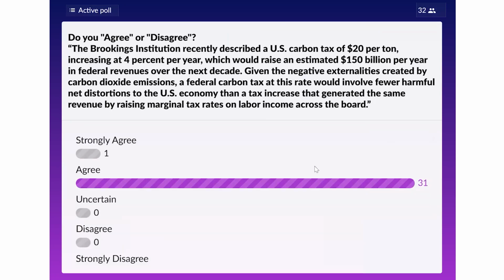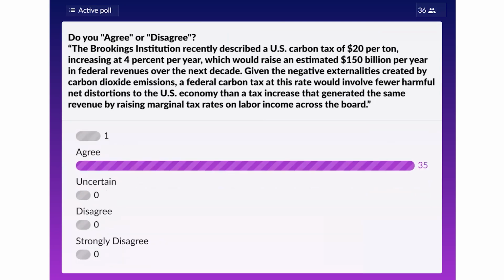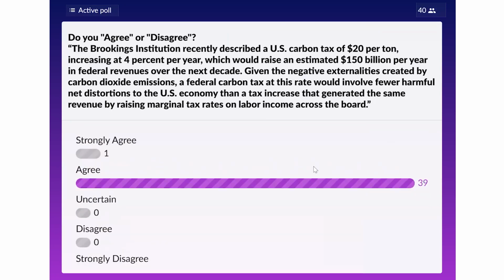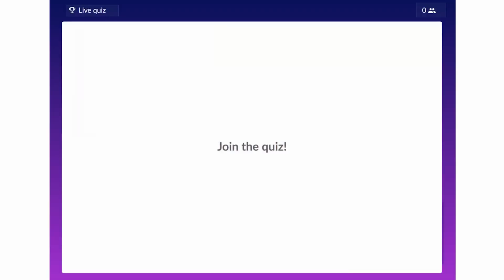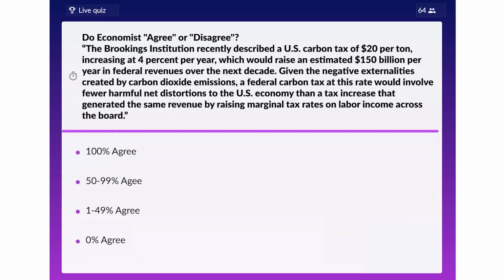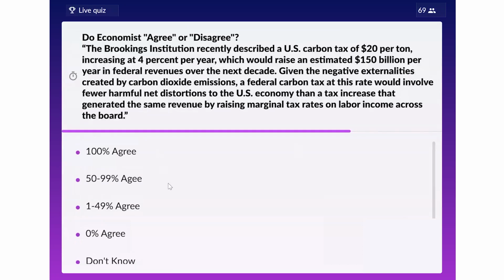Okay, so we see the results coming in, and we have a lot of people saying they agree, some strongly agree. Okay, so now we'll go to the real challenge, which is, do you think economists would agree or disagree? It's the same question, same statement, but do you think economists agree or disagree with this statement? 100% agree, 50 to 99%, 1 to 49%, 0%, or don't know.